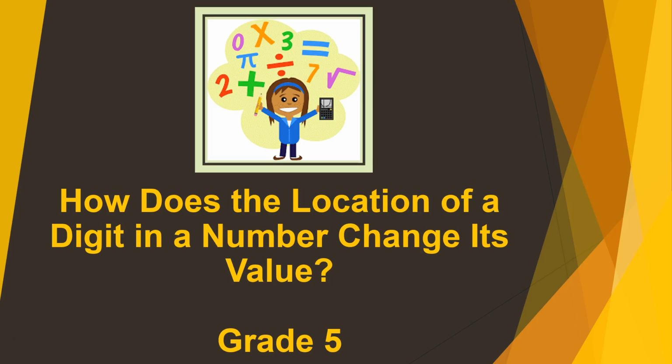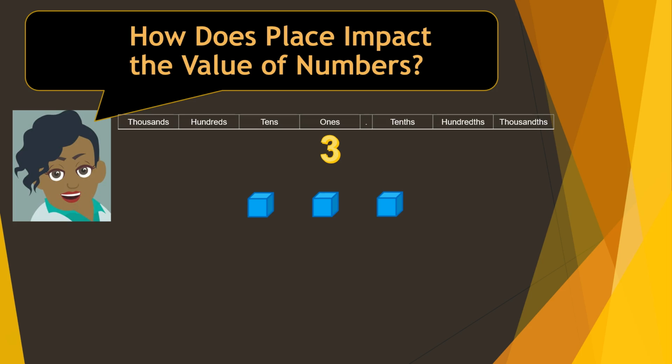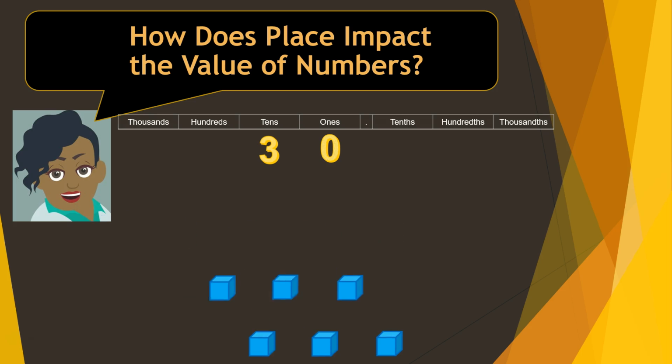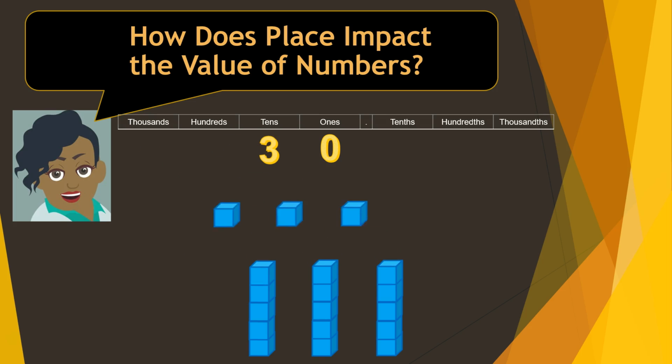How does the location of a digit in a number change its value? We see the number 3 and 3 blocks. How does the value change when the digit 3 is moved one place left? When the 3 is moved one place left, the value of the 3 is 10 times greater. It takes 10 3s to make 30.